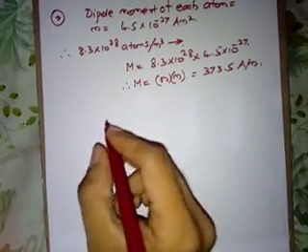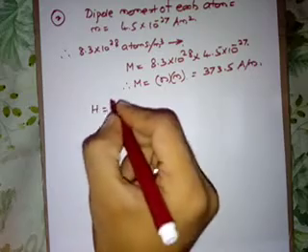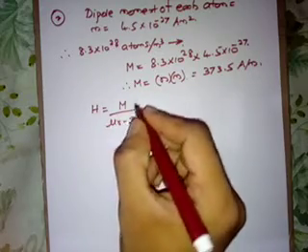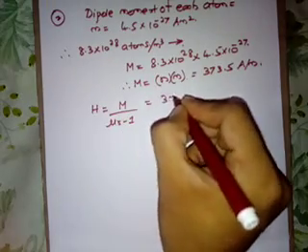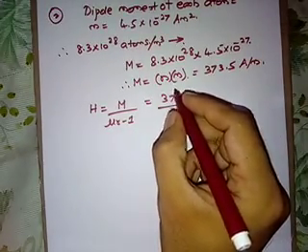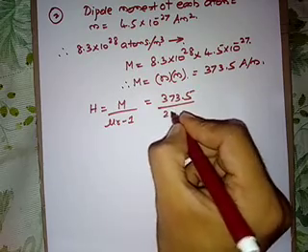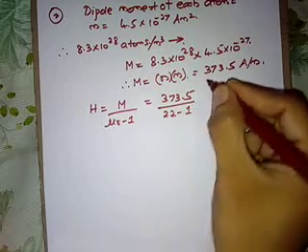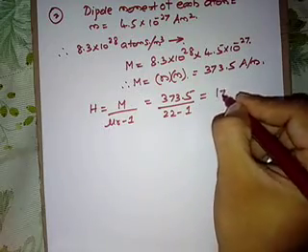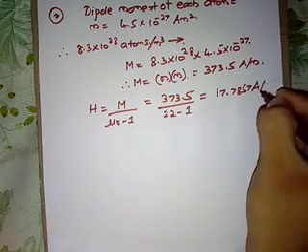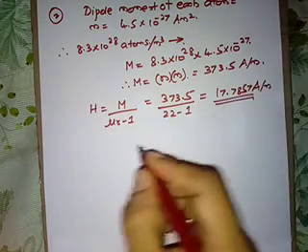Next, the relationship between H and M: we know that H is equal to M divided by mu r minus 1. So this is 373.5 divided by mu r, which is given. It is 22 for the second set of values in the given problem. 22 minus 1. The answer is 17.7857 ampere per meter.